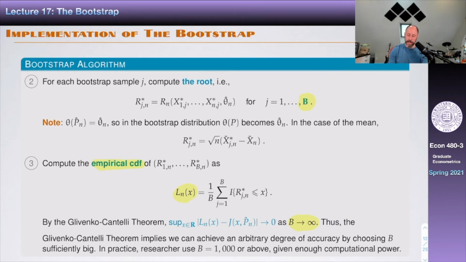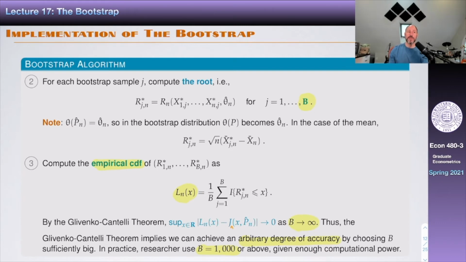I wrote here that the Glivenko-Cantelli theorem implies that we can achieve an arbitrary degree of accuracy by choosing B sufficiently big. In practice, researchers just use values like 1,000 or above, as long as you have computational power. Since computational power for this type of thing tends not to get in the way, it's common that people use large values. When you get to a good approximation, if you use 1,000 or 2,000, your numbers don't change much because you've sort of reached the end. And if your numbers are changing, you can just use a larger value of B, as long as you have computer power.